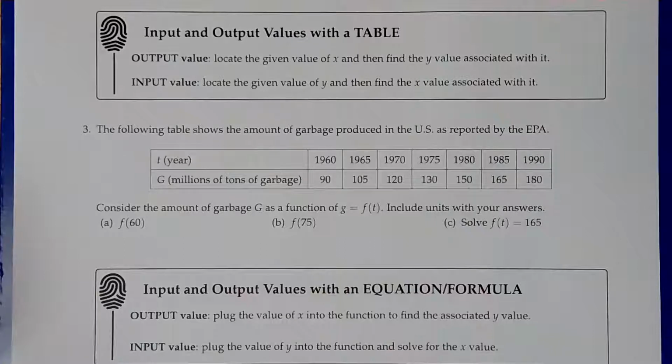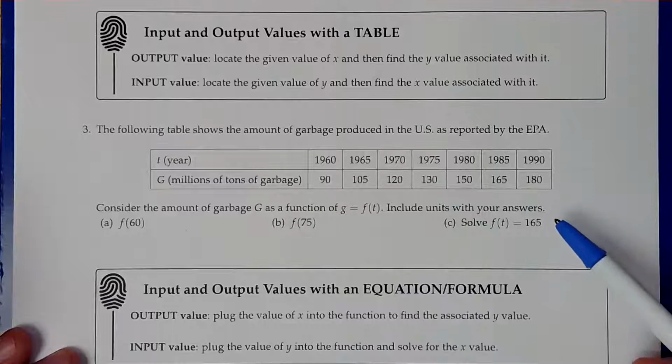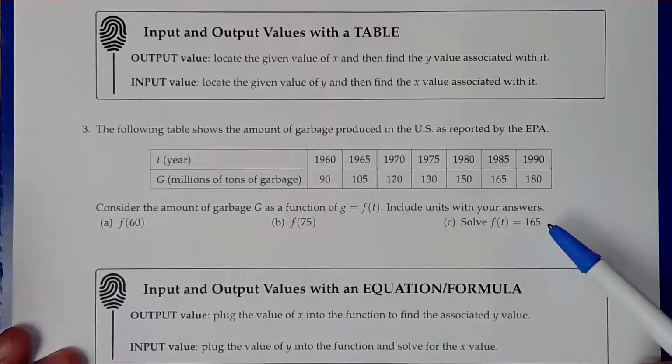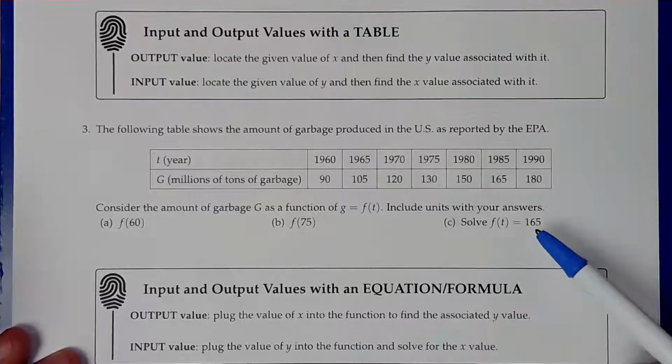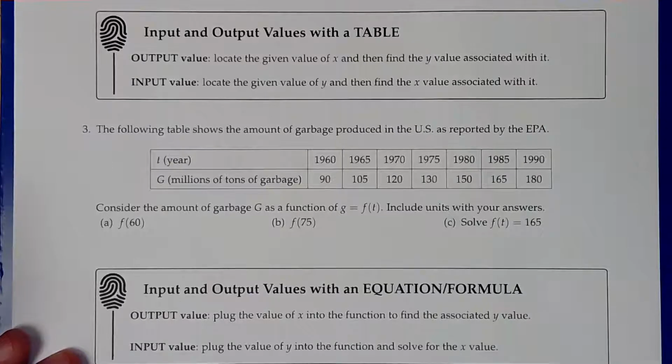All right, so let's do an example of this. The following table shows the amount of garbage produced in the US as reported by the EPA. Our independent variable here is T, and it's measured in years. It tells us what year it is, 1960 to 1990. And G is our dependent variable, measured in millions of tons of garbage. Consider the amount of garbage G as a function of T, G is equal to F of T. We're going to include some units with our answers.